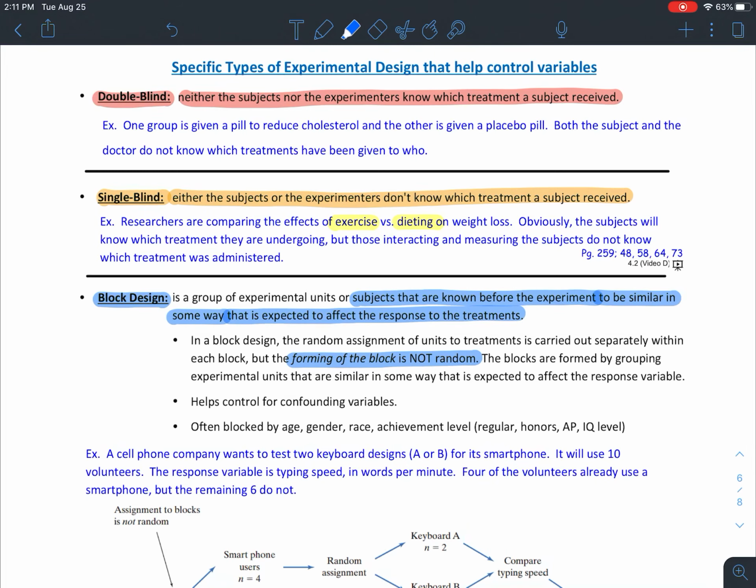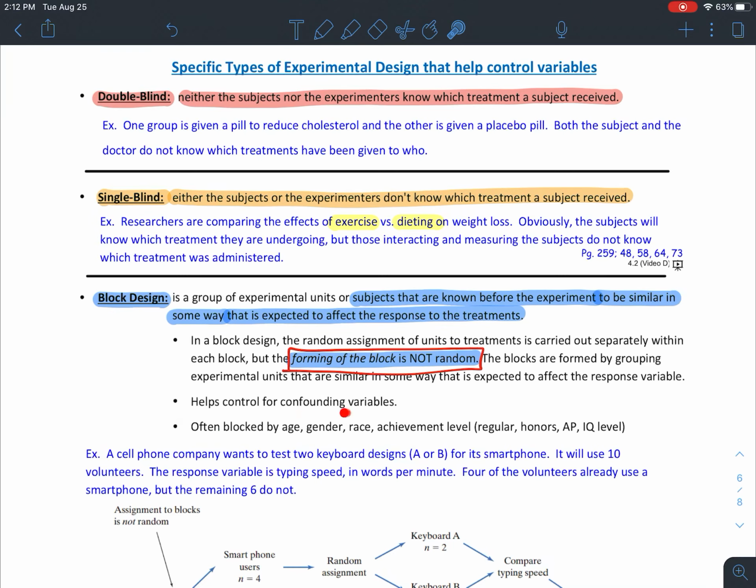Okay, now here's the key. When you make the blocks, the people are not made at random. Okay, now I'll explain this here. But you keep the similar groups of people together, and it says here the blocks are formed by grouping experimental units that are similar in some way, that you're expecting that similarity to possibly affect what your response variable is.